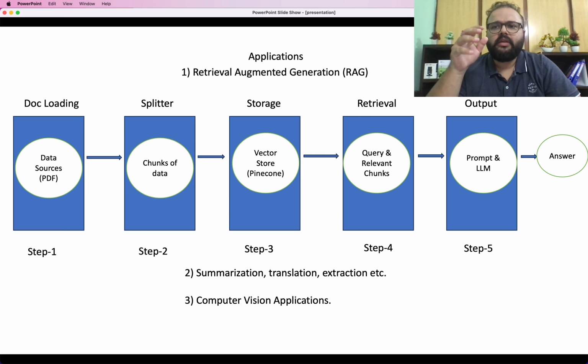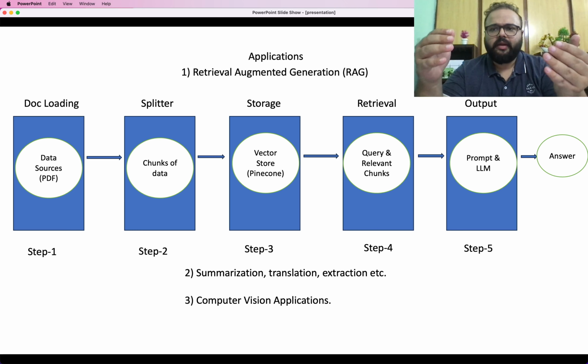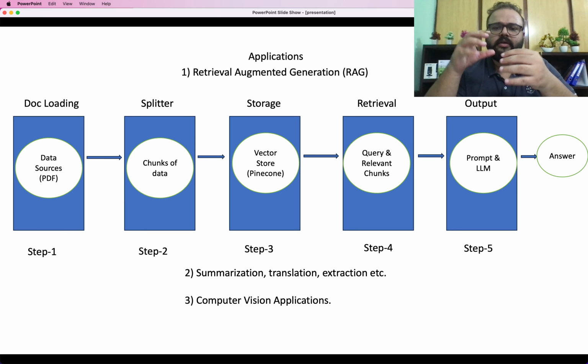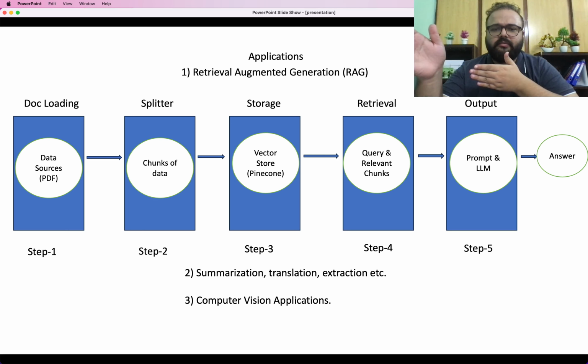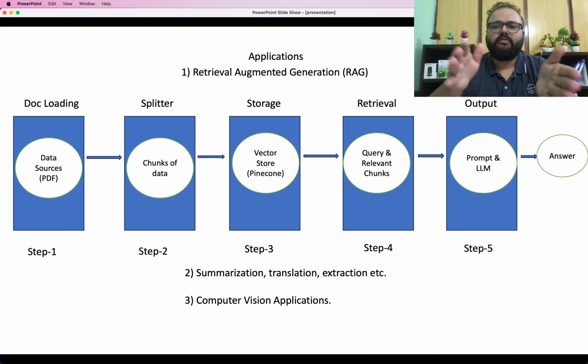So all of our data is available in Pinecone. What we would need is to write a query that would bring in the relevant chunks or the relevant data from all of that, right? So that is always the next step. So for that, we go to step number 4, which is querying and getting the relevant chunks out of the data.